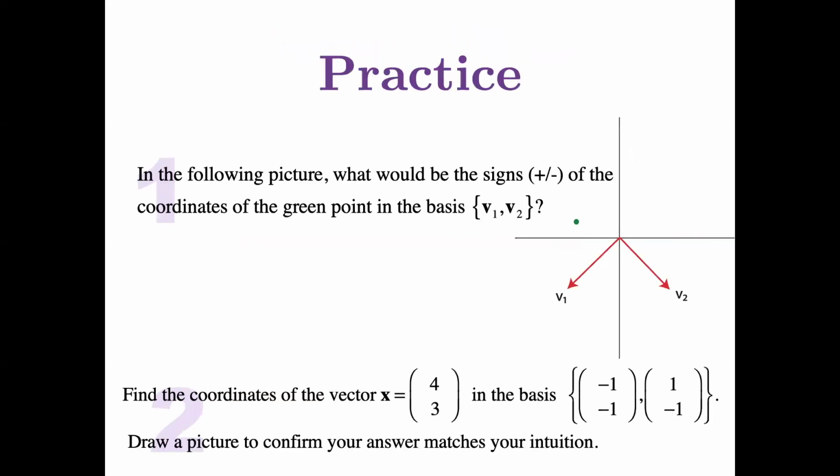So let's see if we can get some practice here. The first question asks, using this picture here, if I were to use these red vectors as my basis directions, what would be the signs of the coordinates of this green point? The second question: find the coordinates of this vector x in the following basis.